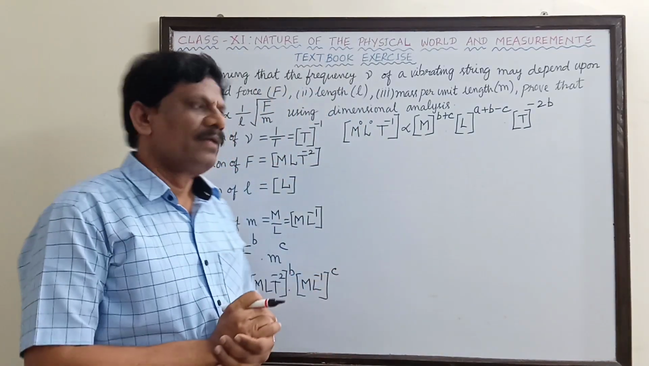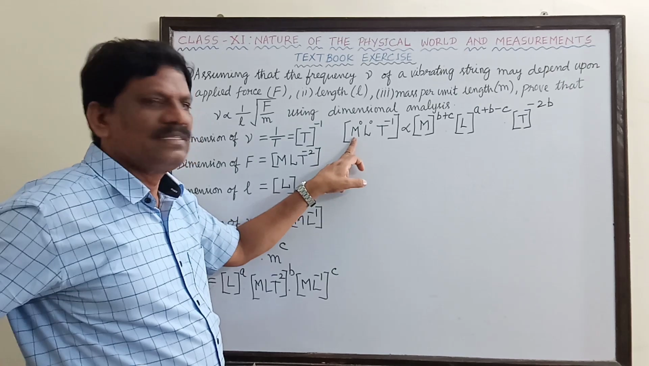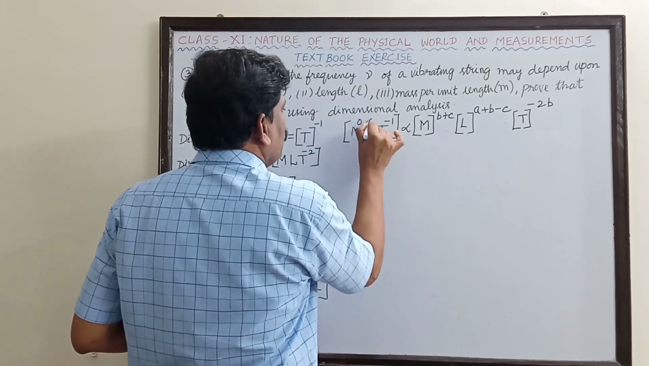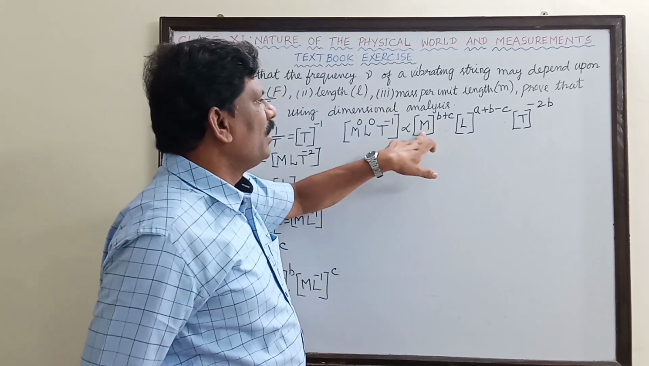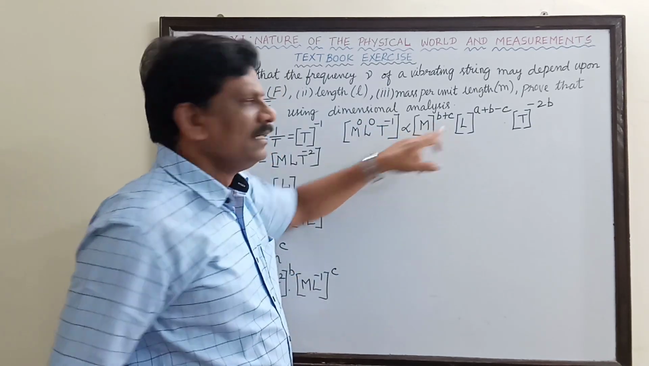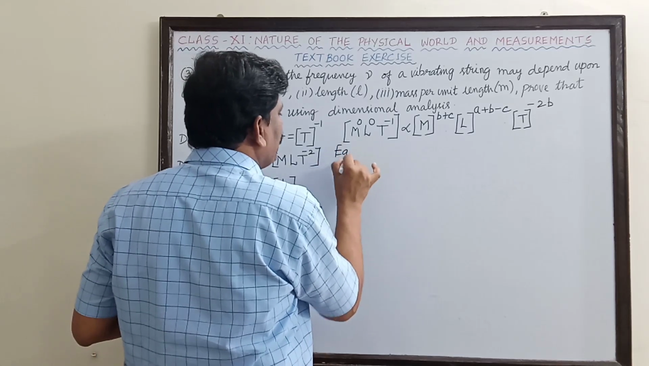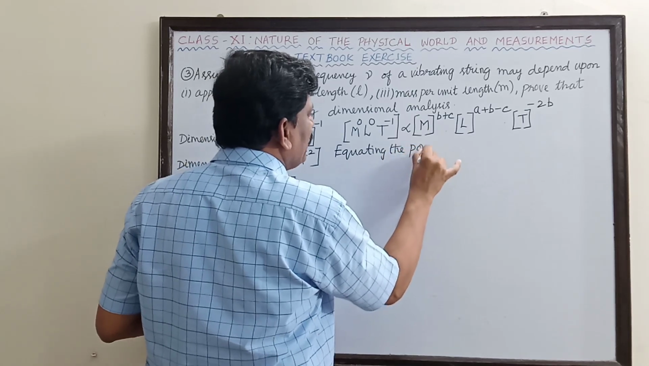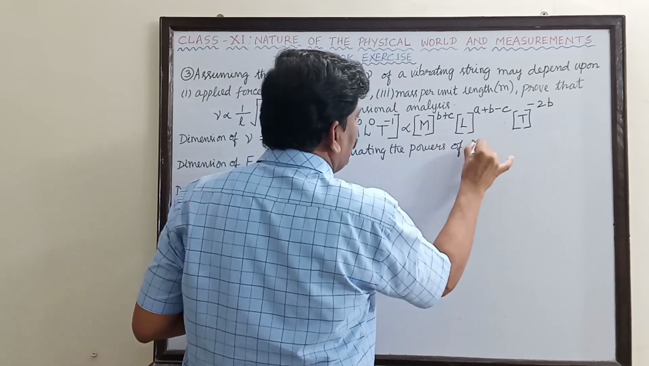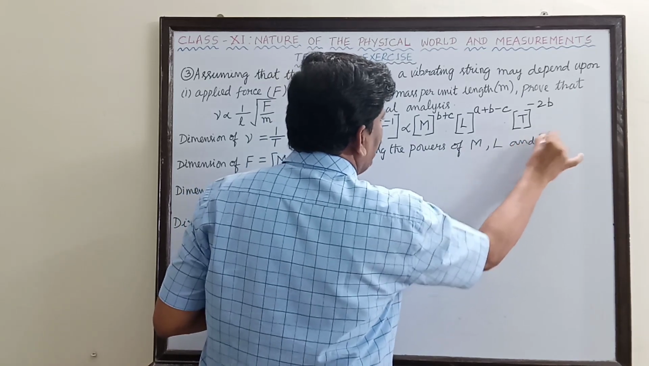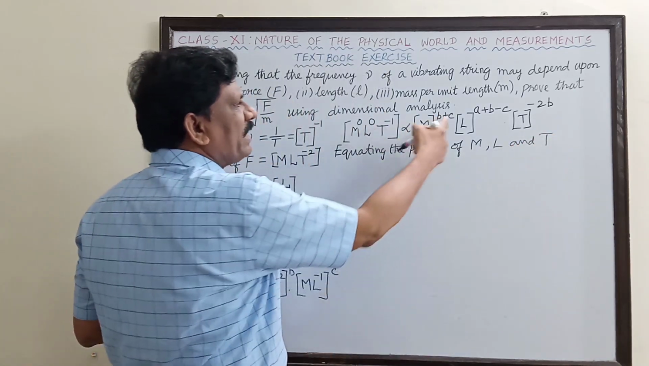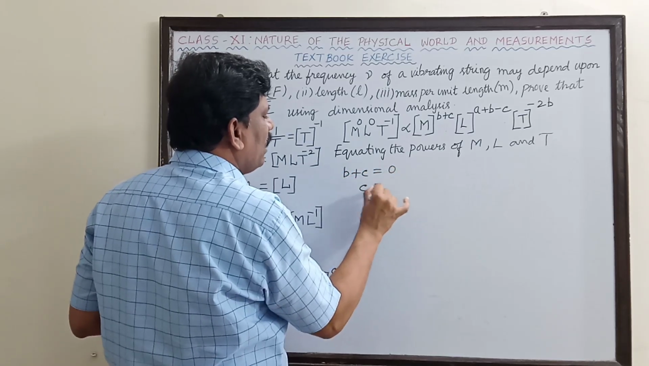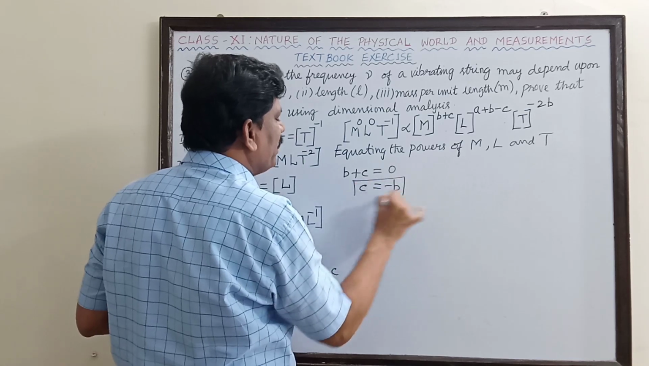Okay, children. Now here what is on the left hand side? Mass is raised to the power 0. So M power 0. And on the right hand side mass is raised to the power b plus c. So the next step is equating the powers of M, L and T. Left side M power 0 means right side M power b plus c. Therefore b plus c must be equal to 0, or c must be equal to minus of b.